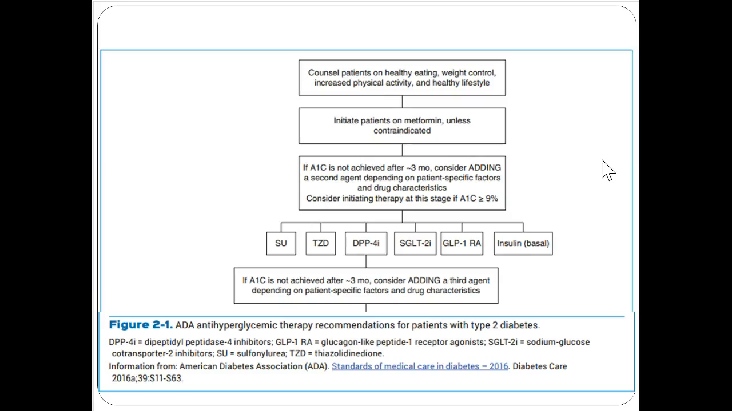So let's look at the ADA guidelines first. Okay, ADA guidelines. So consult patient, healthy eating, great. Initiate metformin. Again, same thing here. We always want to start metformin, start our lifestyle. That's perfect. And then they say if your A1C isn't achieved after 3 months, add a second agent depending on specific factors and drug characteristics. And they don't really go into details specifically. However, we've talked about some of these.